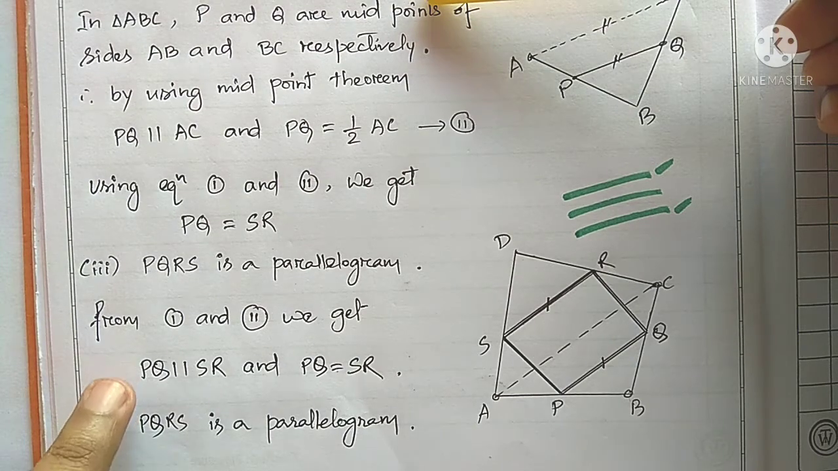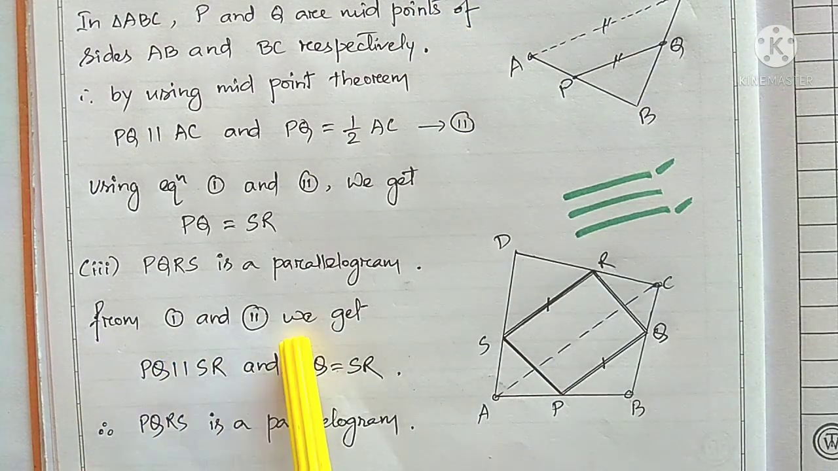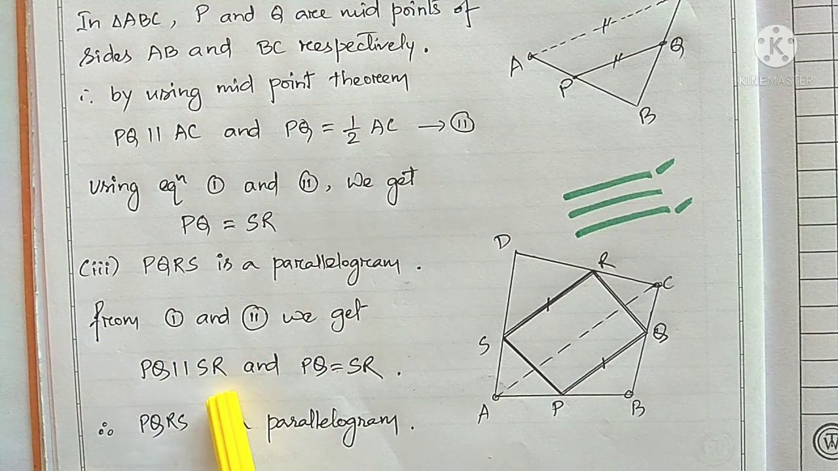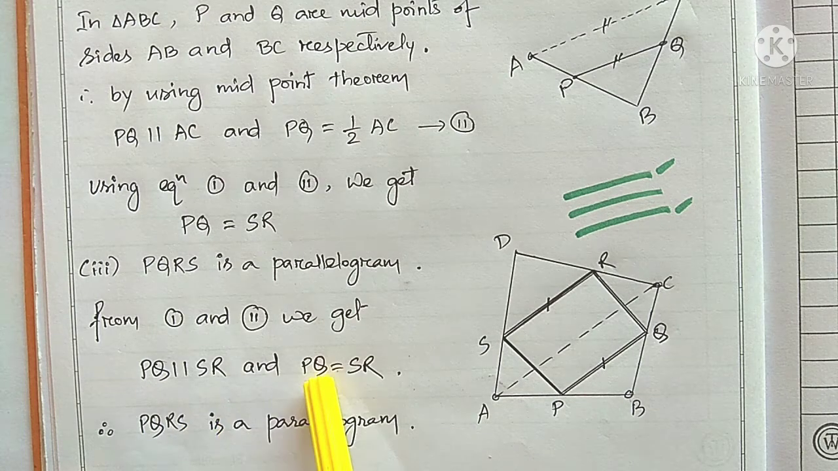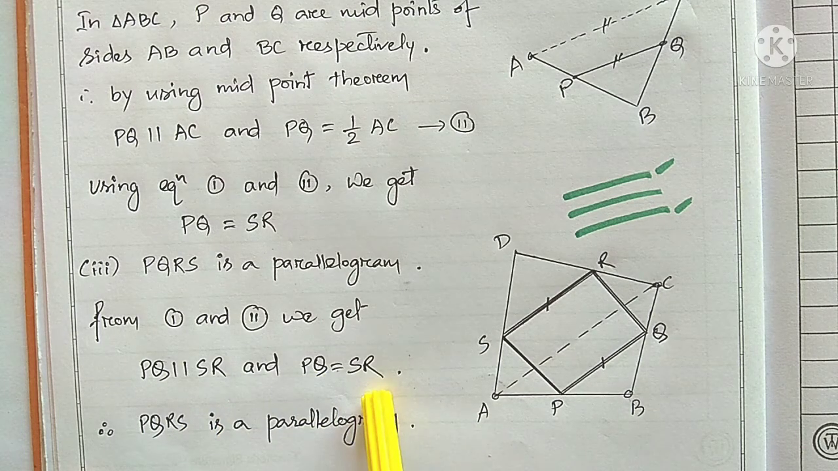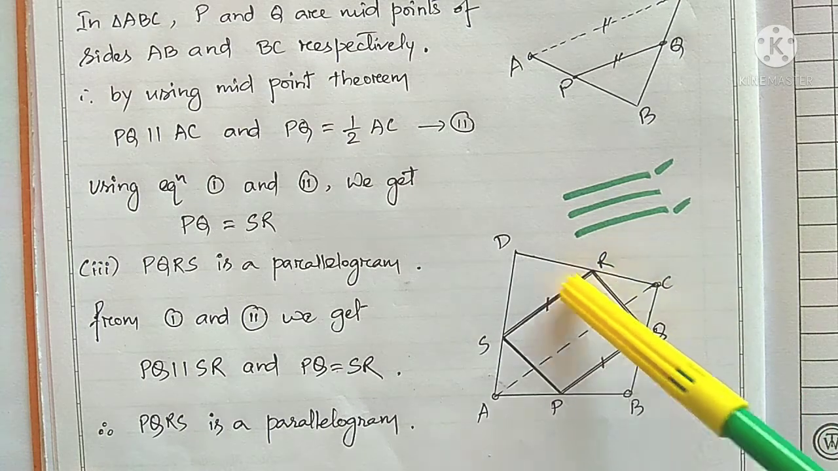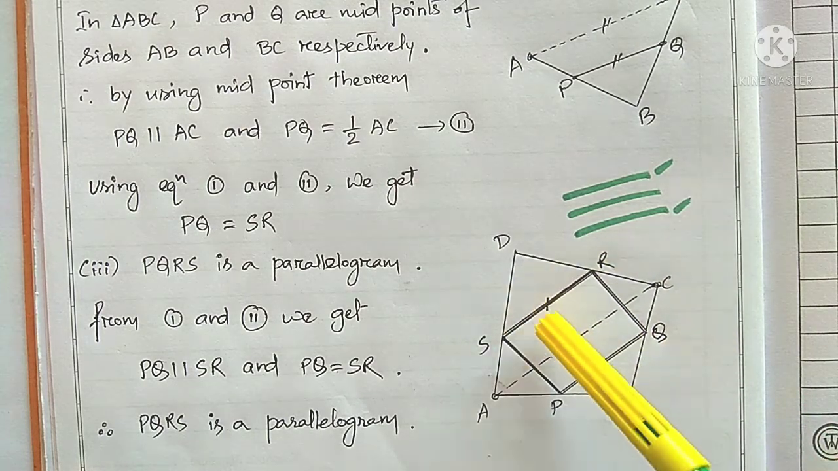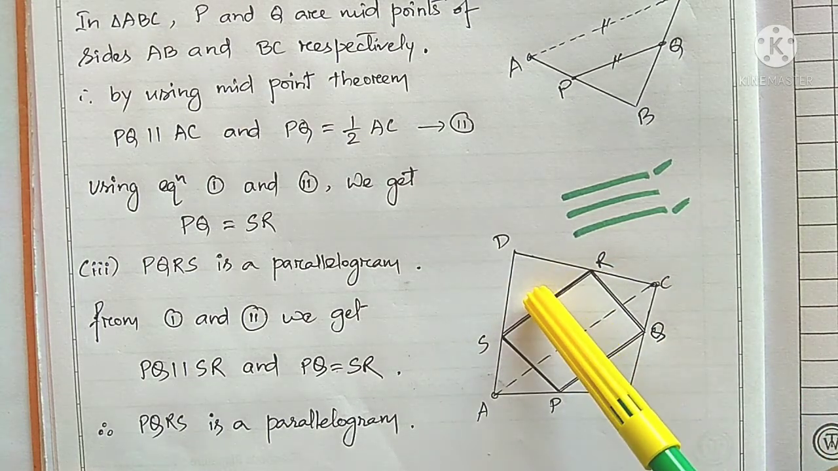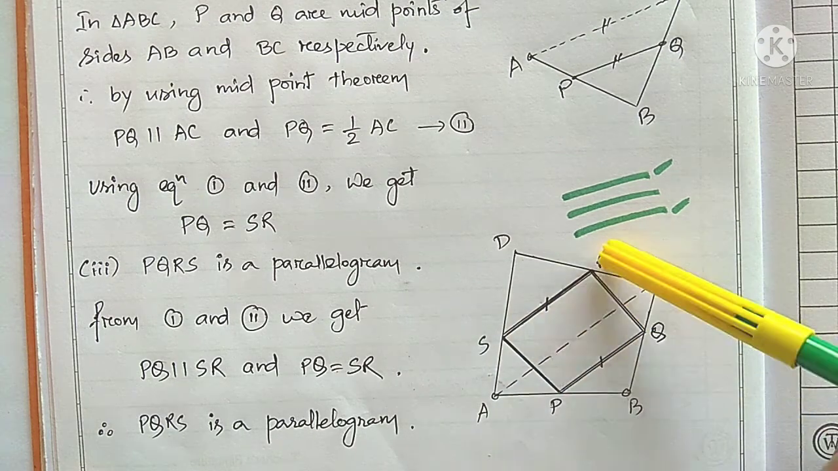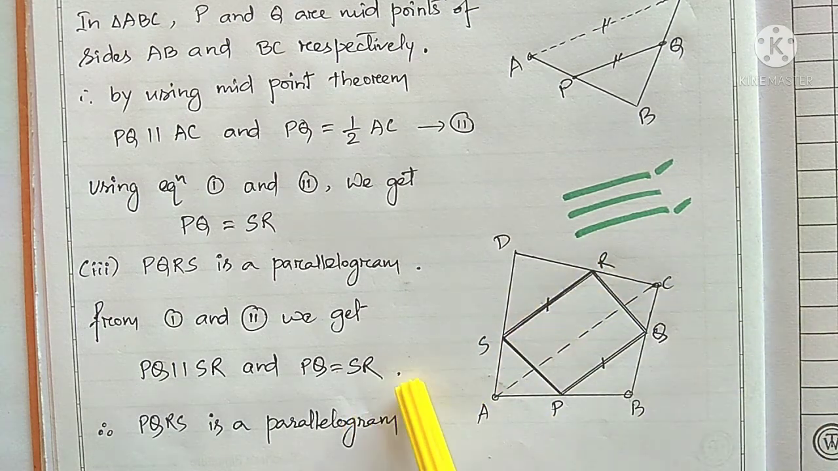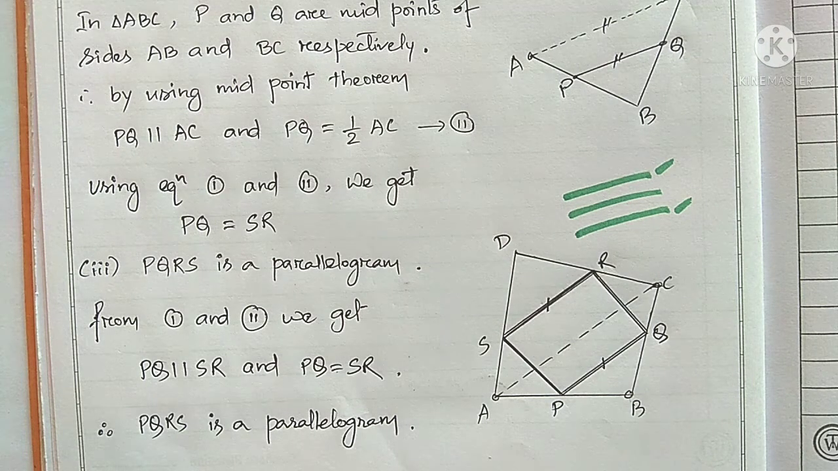So finally here we write, from 1 and 2, PQ is parallel to SR as well as PQ is equal to SR. So PQ and SR are opposite sides or not? Opposite sides are equal and parallel. So from here what can we say? This PQRS is a parallelogram. All of you understood this one? Hence the third one is also proved.